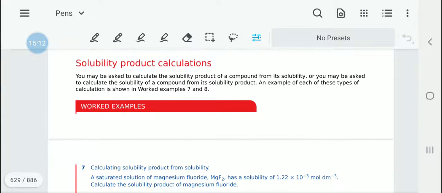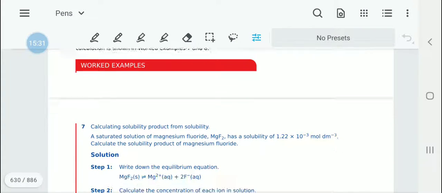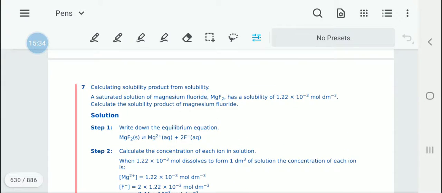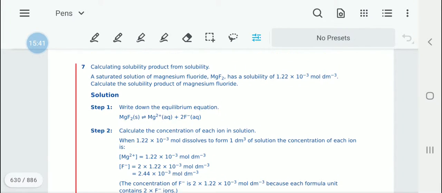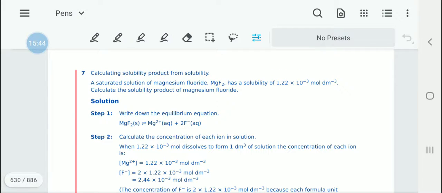After you have done question number 12, let's study this. You will be asked to do different kinds of calculations using solubility product. So you need to know how to calculate the solubility of a compound using the solubility product. So let's see these worked examples, then we would be able to understand how it is done. Calculating solubility product from solubility. Here we are trying to calculate the solubility product from solubility.